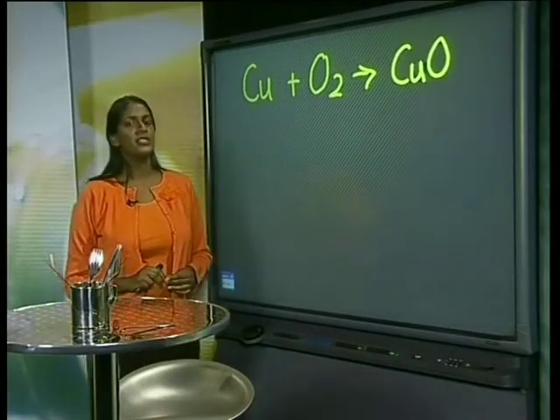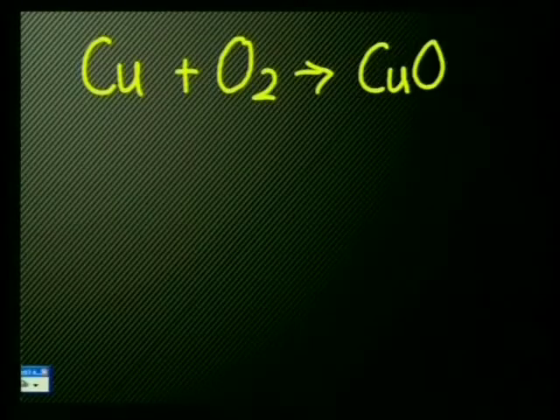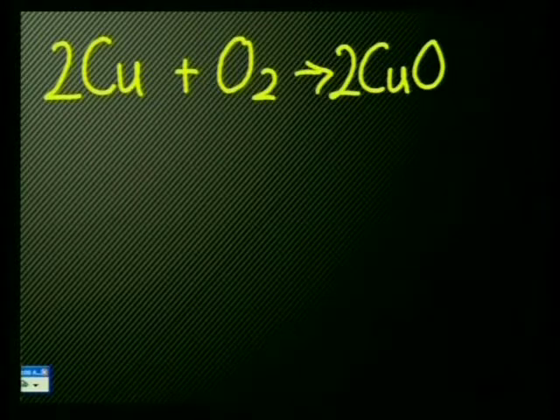Check if this equation is balanced. There are 2 atoms of oxygen in the reactants and only 1 in the product. To correct this, we need to show that there are 2 particles of copper oxide formed as the product. We show this by writing a 2 in front of the CuO. Look again. Now the copper atoms are not balanced. We must have 2 copper atoms at the start of the reaction. You can show this by writing a 2 in front of the Cu. Now the equation is balanced and represents the chemical change taking place.